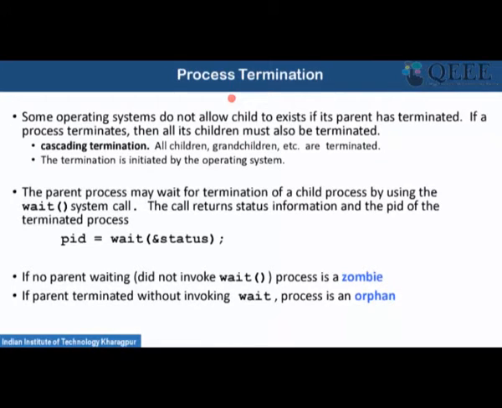In case of process termination, it may happen that you have terminated a parent process, but you have not terminated a child process. That means in your parent process you have not called the wait state, and the parent has completed its execution and terminated. So you did not invoke the wait system call inside the process, so the process terminates. In that case, the process is called a zombie process.